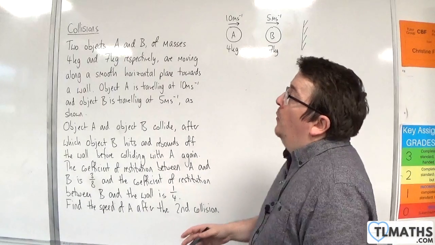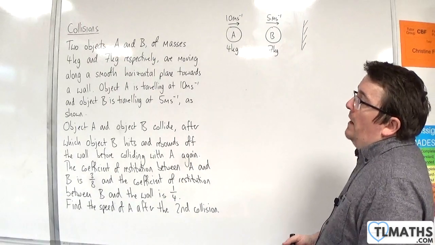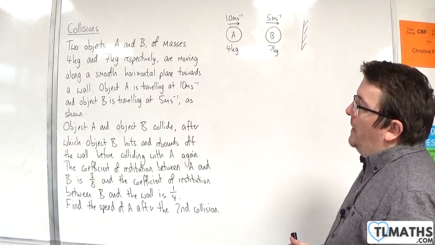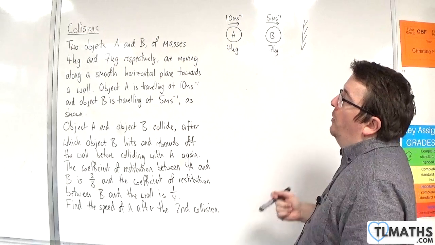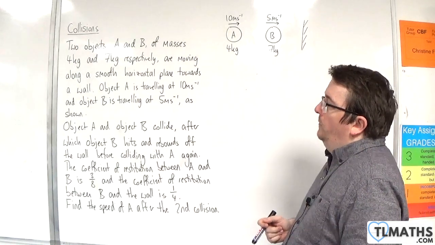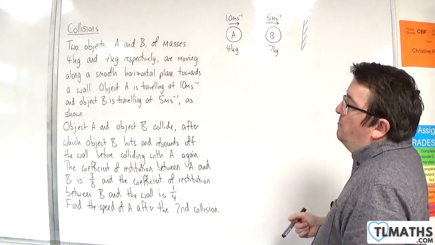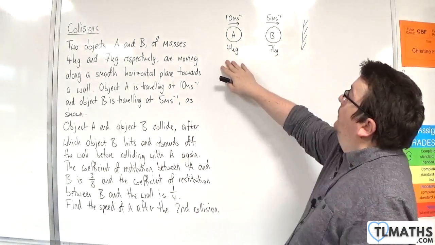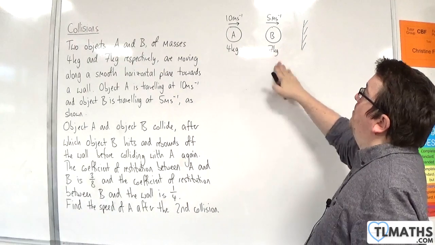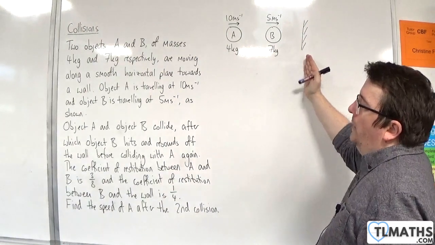So in this problem, we have two objects, A and B, of masses 4 kilos and 7 kilos respectively, moving along a smooth horizontal plane towards a wall. Object A is travelling at 10 metres per second and object B is travelling at 5 metres per second, as shown. So this is the situation. We have A, B and we have the wall.